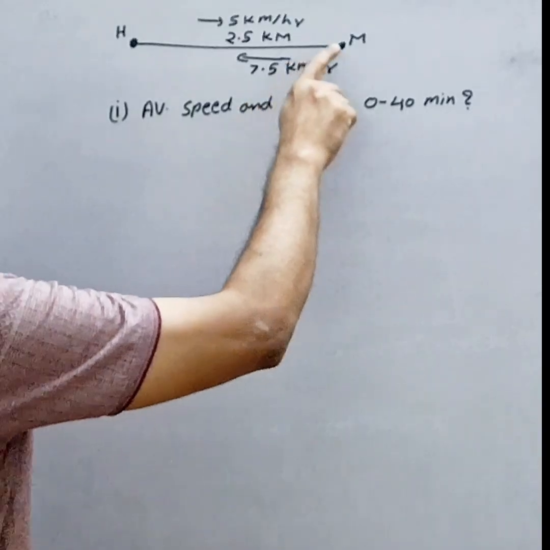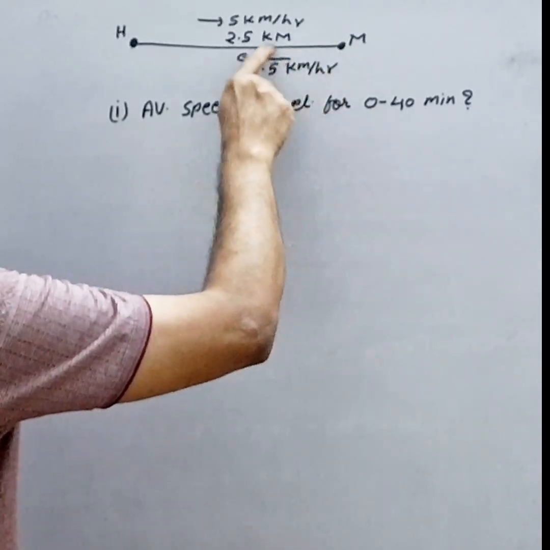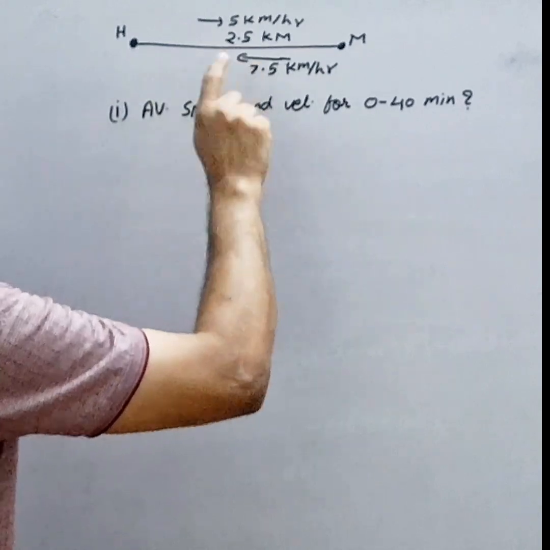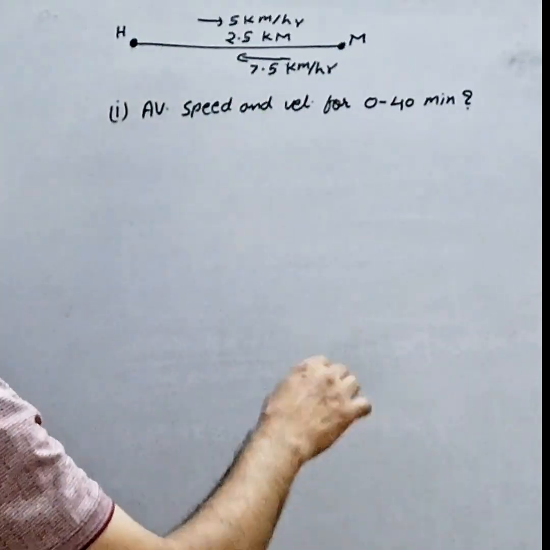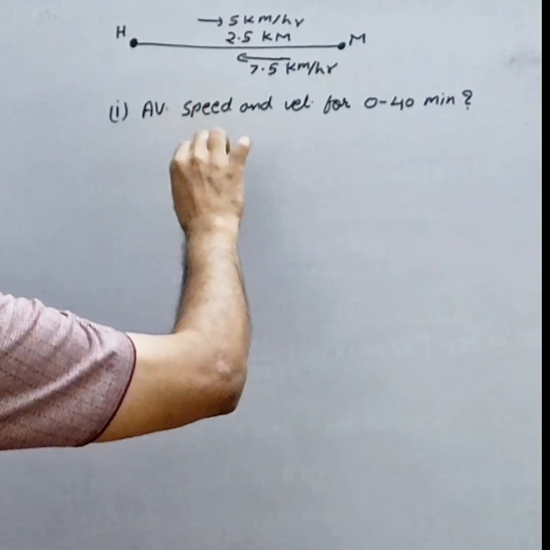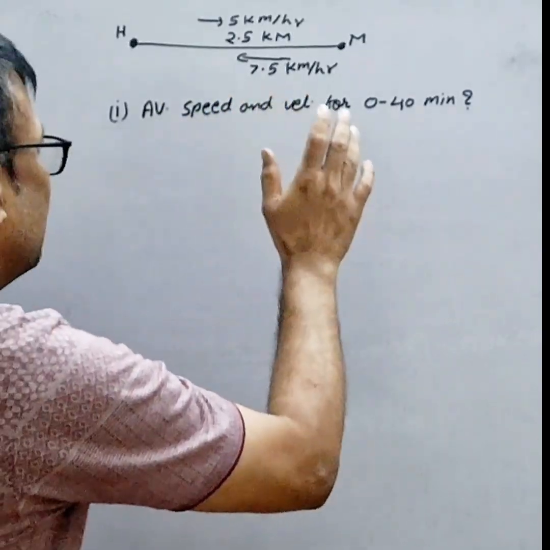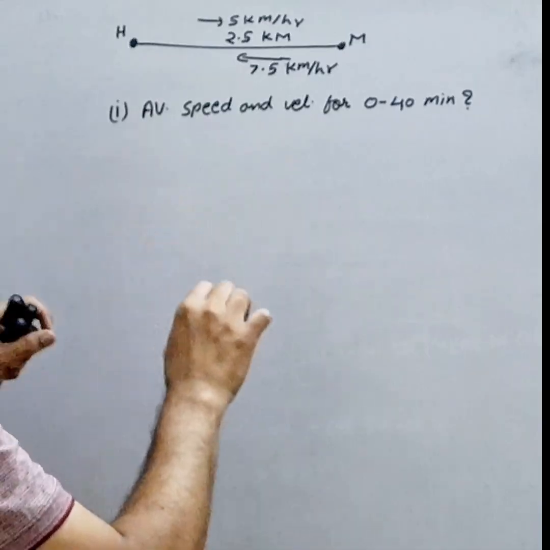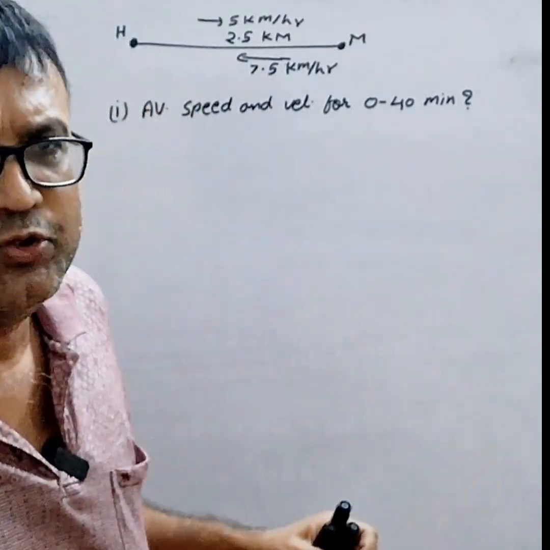On reaching the market, he finds that market is closed, immediately returns back to the home with the speed of 7.5 kilometer per hour. Now you have to find out the average speed and average velocity of the man for first 40 minutes. How will you find out? Try it by yourself and then you can watch my solution.